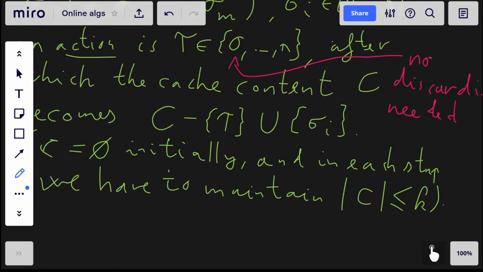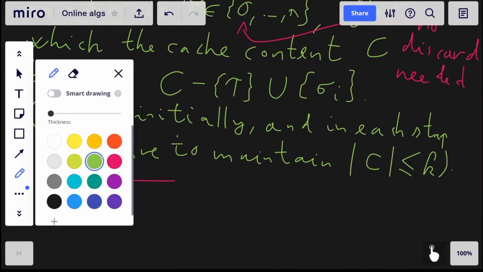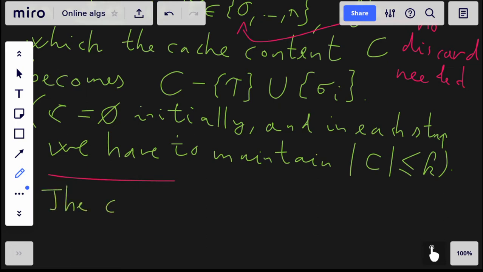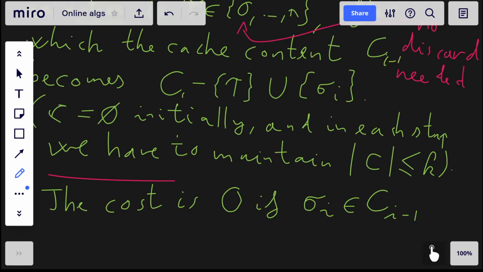And I haven't told you anything about the cost yet, formally. So the cost is 0 if sigma i is a member of C i minus 1, so the content of the cache in the previous step, and this C i minus 1 becomes C i, which will be the content of the cache in the next step. So the cost is 0 if the currently requested page is already in the cache and 1 otherwise. And that's it, we want to minimize the total cost.